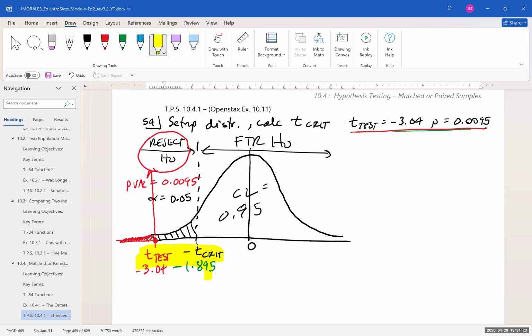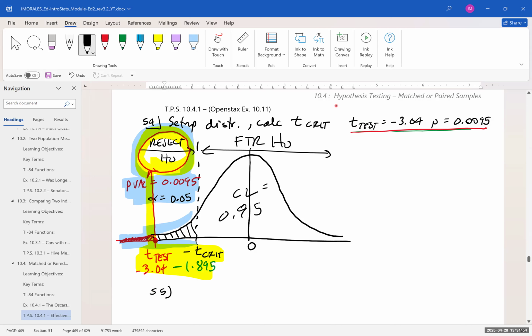Comparing apples to apples, we're clearly in the reject null region. And if we compare area to area, oranges to oranges, remember, if the p-value is smaller, reject the null. So 0.0095 is a smaller area than the significance level, which is all of that. Both are telling us the same thing, that we want to reject the null.